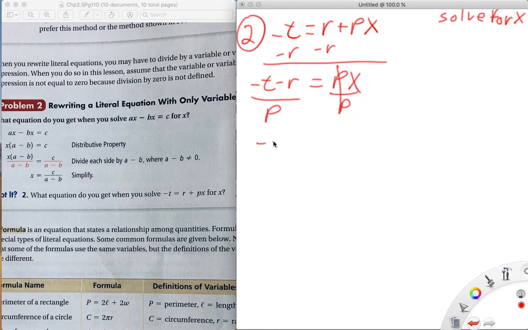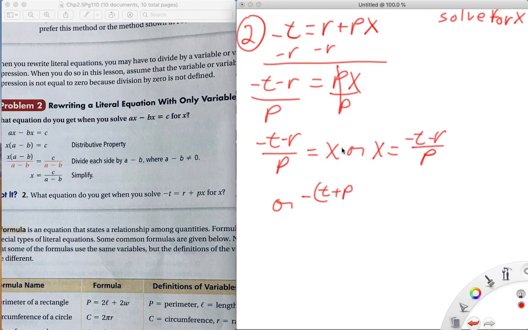So now I get negative t minus r over p is equal to x, where you can write it as x is equal to negative t minus r over p. I've also seen some people write it as negative t plus r over p is equal to x. They factored out the negative one.